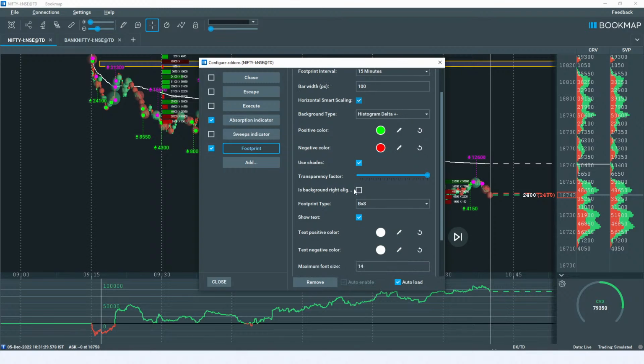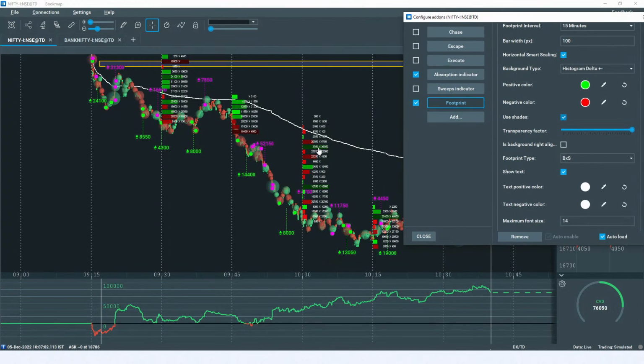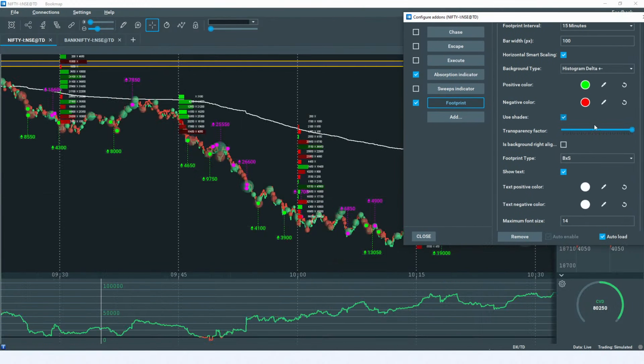All right, and then we have use shades. This is also one of the important settings. It will help you to identify the color differences. Color-wise there will be differences, so I'll keep it here and show you the differences.